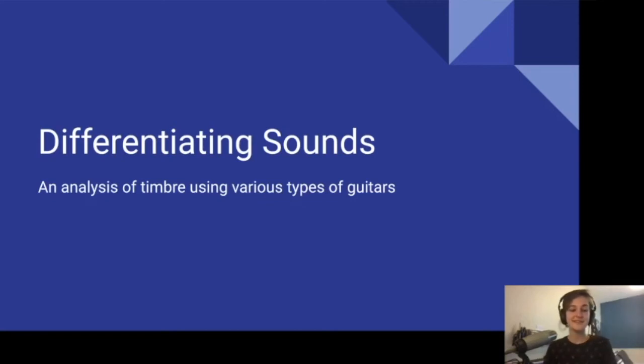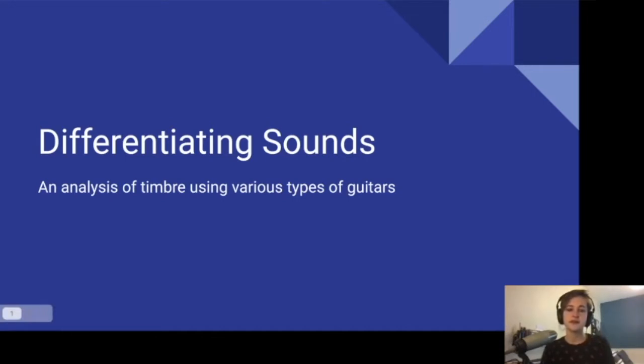Hi, my name is Olivia and my project is on differentiating sounds. Have you ever wondered how we can tell the difference between sounds or different instruments for that matter? For example, how can we tell that a saxophone is playing and not a clarinet or a guitar? This is one of the main questions that I was looking to answer when I started this project.